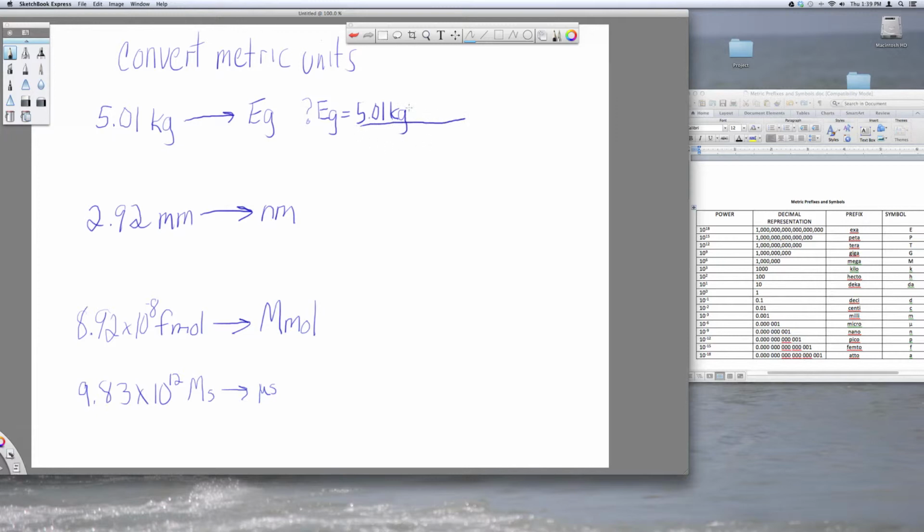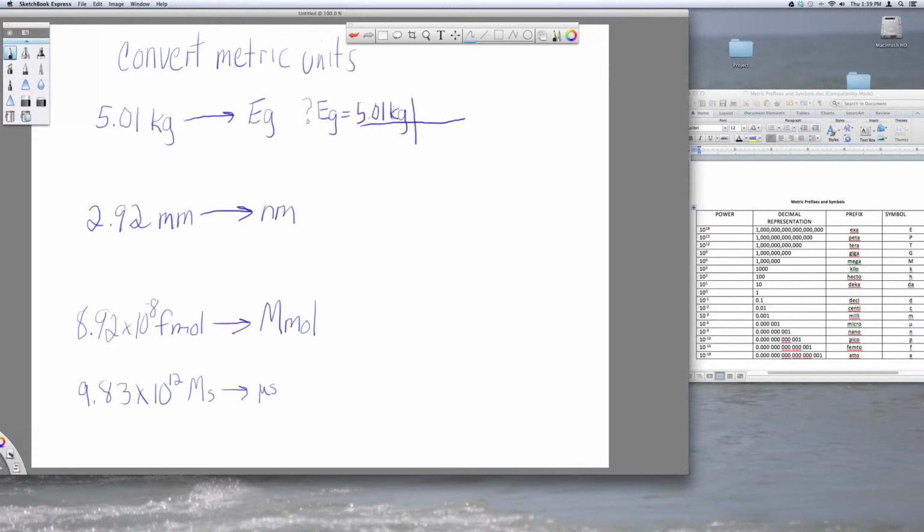And then what we're going to do is we're going to make a line. A line just represents a separation between two conversion factors. This given number doesn't really count as a conversion factor, but this here is going to count as a conversion factor. It's a conversion factor between kg and eg. Well, we want to cancel out our kgs.